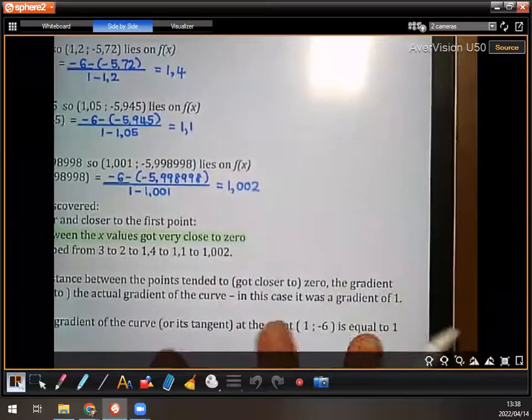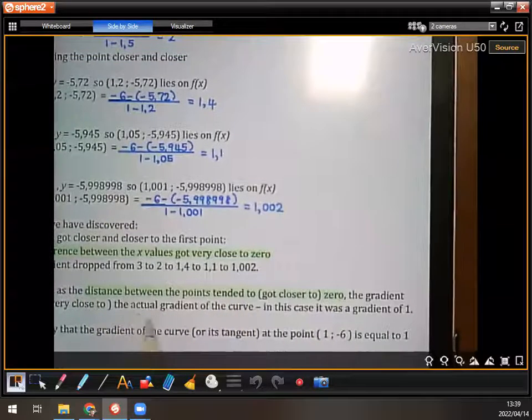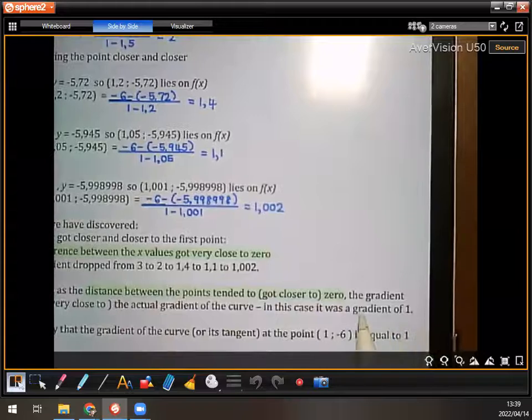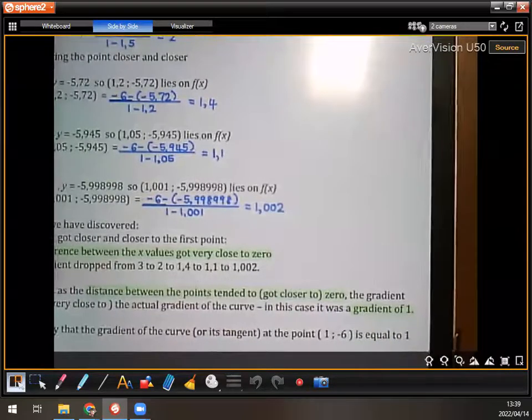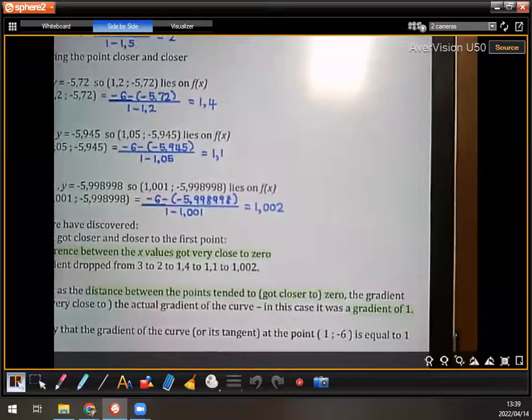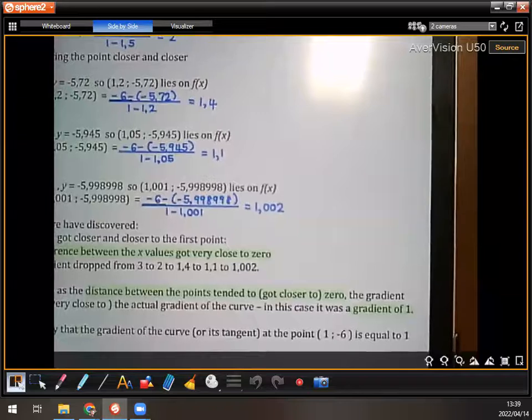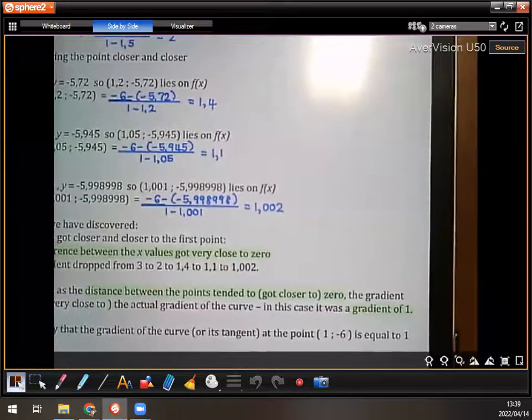So let's highlight that as well. The important thing here is the distance between the points tended to 0 and the gradient tended to 1. That tending to is a new concept. We haven't really worked with that before, except for sum to infinity, where we had some concept of a value is getting closer and closer to a number. Okay, it's a similar kind of concept.